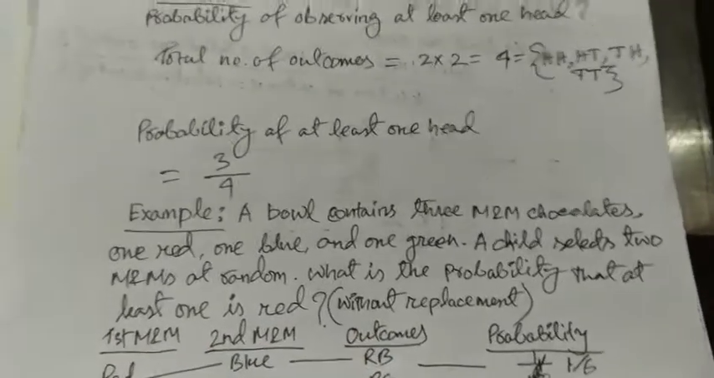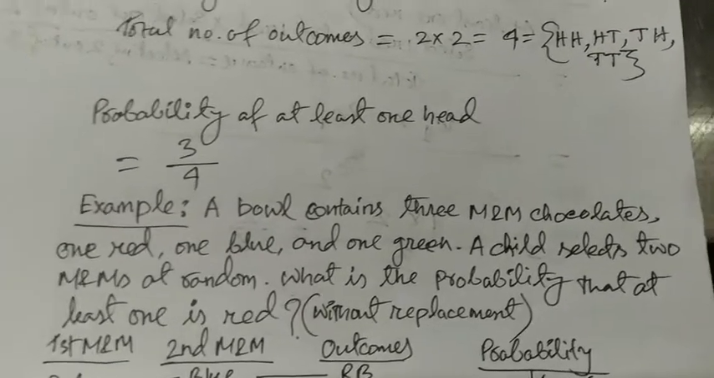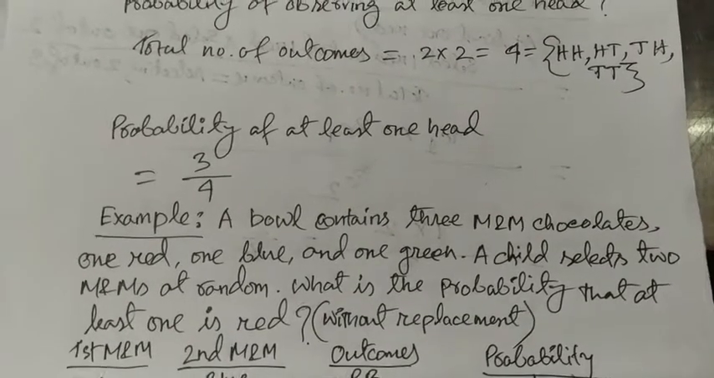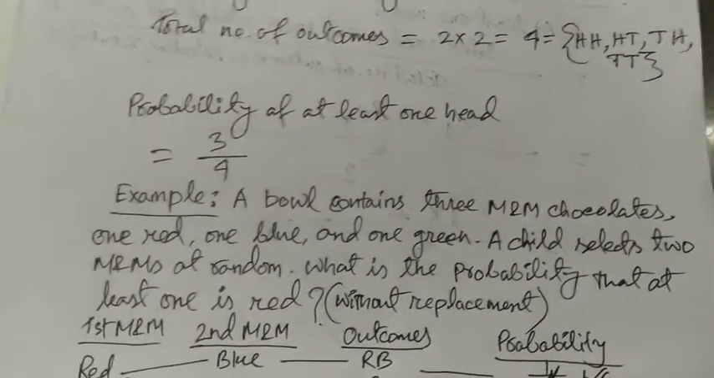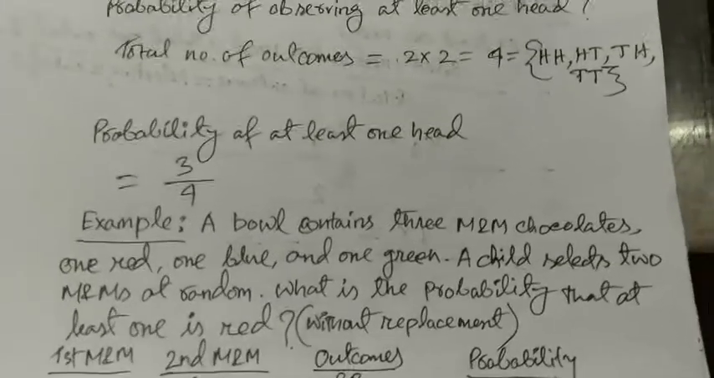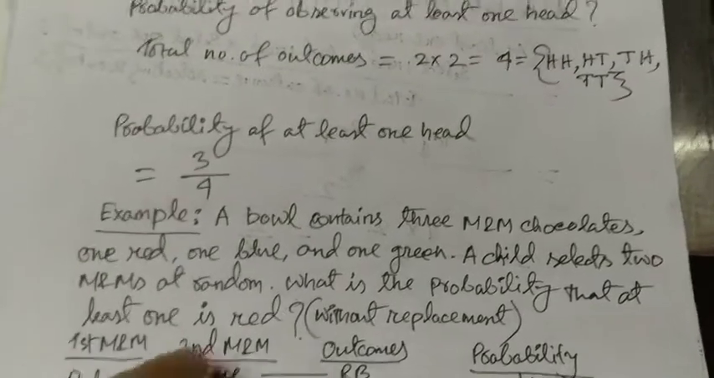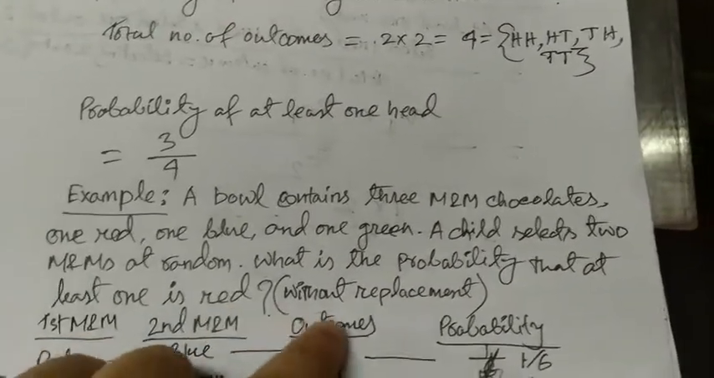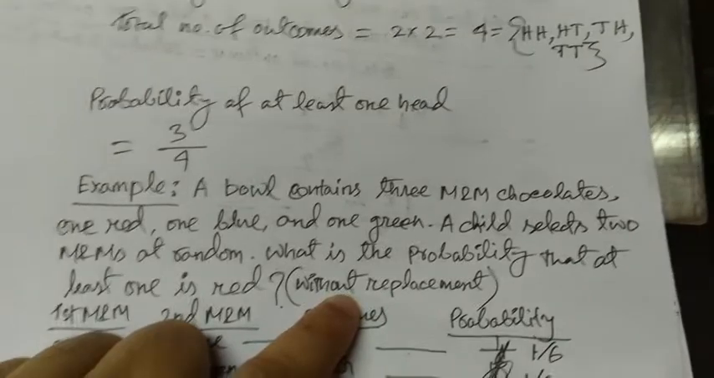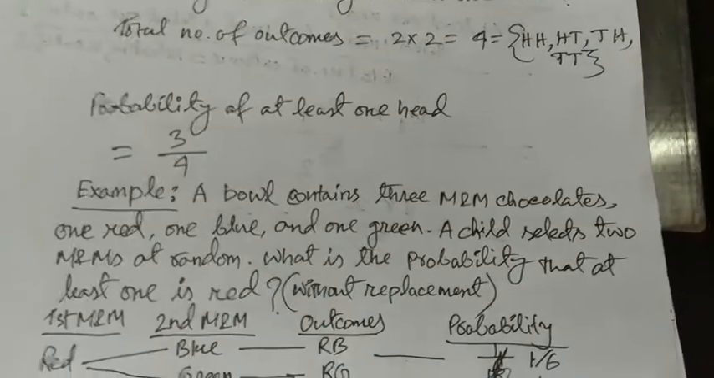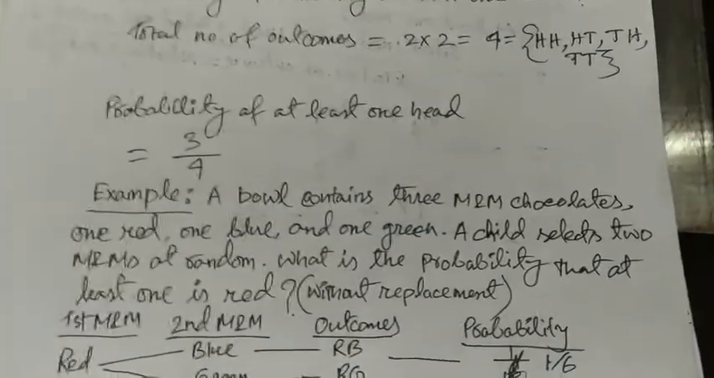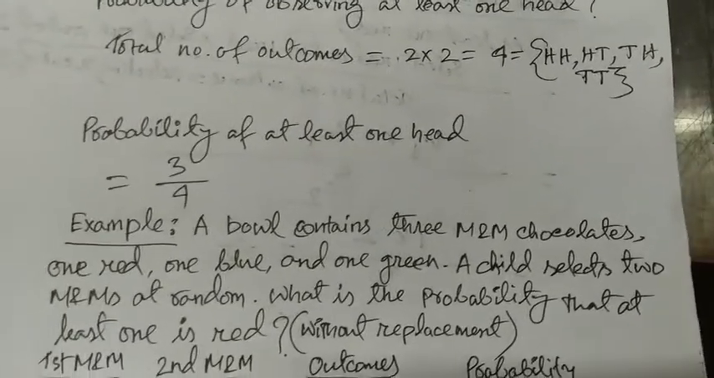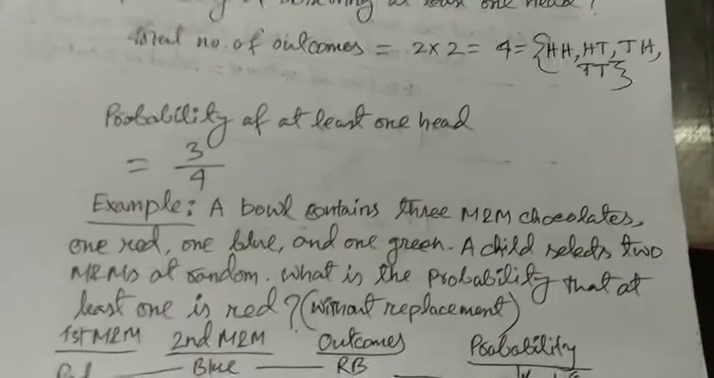That means the child will select 2 chocolates randomly from the bowl. We need to find the probability that at least one of these 2 chocolates is red, where the chocolates are selected without replacement. That means when the boy selects the first chocolate, he will eat it. He will not return the chocolate to the bowl. He will not replace the chocolate in the bowl.